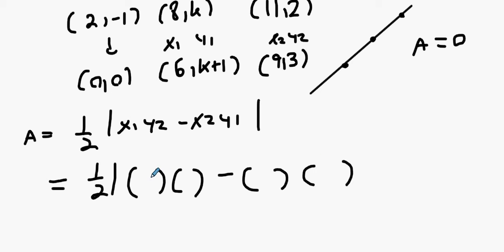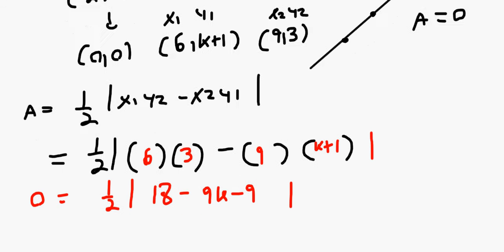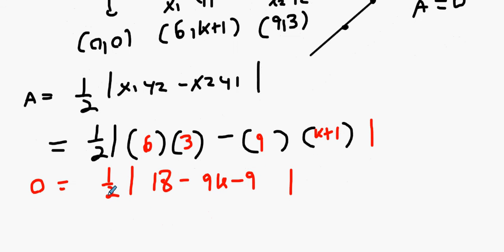Now, 6 by 3. And then 9 by k plus 1. And we're going to get a half, 18 take away 9k take away 9 equals, what's the area? 0. Does that half matter? Half doesn't matter. It's gone. Cross multiply it out if you want. So we're just going to get 9 minus 9k equals 0.